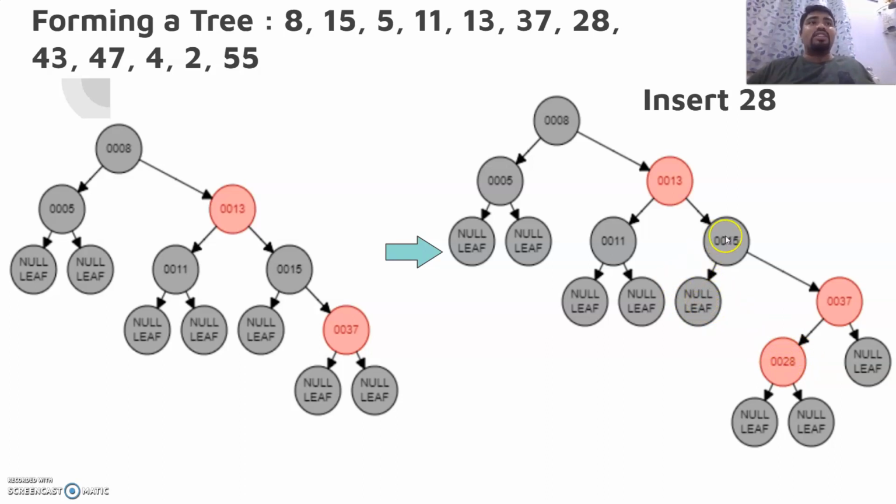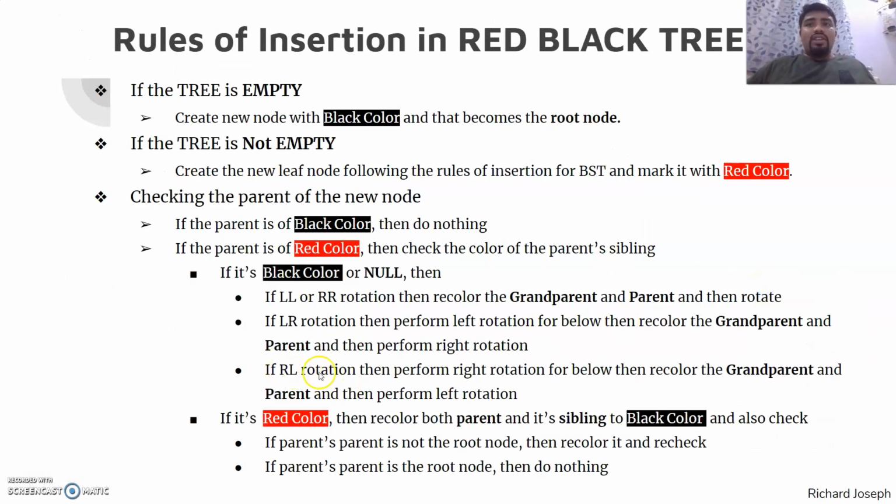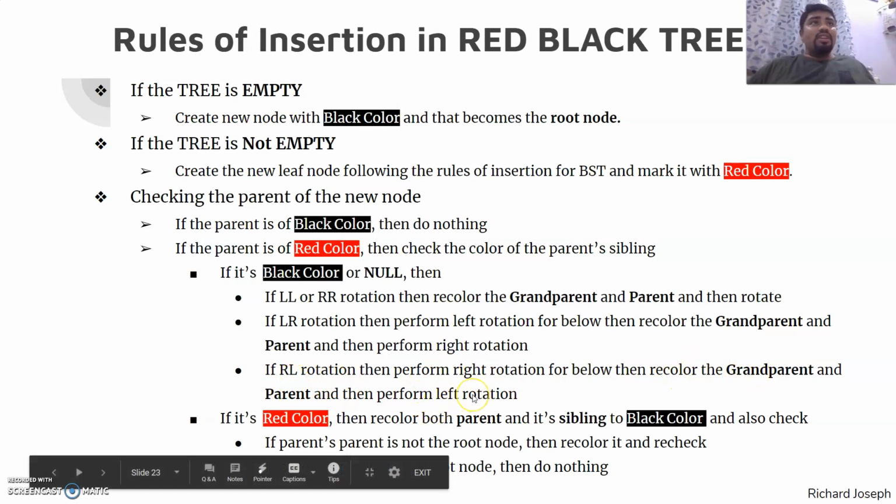So what is that rotation? This is the child, this is the parent, this is the grandparent. So what kind of angle is it making? It is making a right direction first, then the left direction. So it is RL rotation. And how do we perform an RL rotation? We start with the right rotation from below and then the left rotation at the top. Okay, so let's see the rules. So if it is an RL rotation, we have to perform the right rotation from below. Then we have to recolor the grandparent and the parent. And then we perform the left rotation.